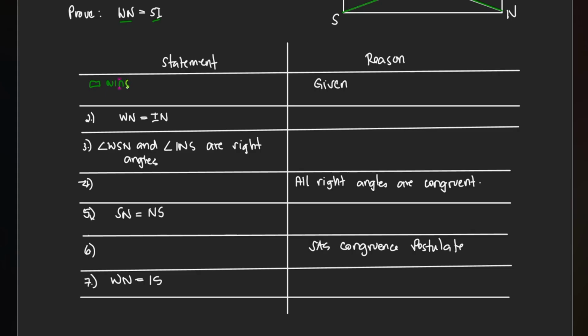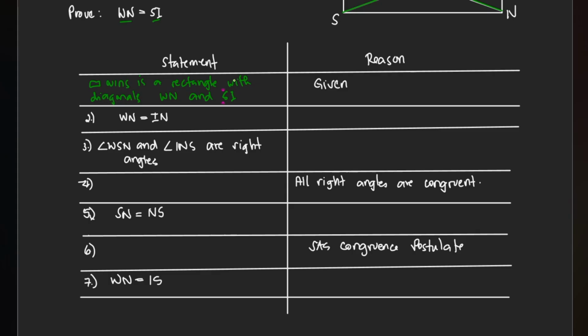WINS, okay? WINS is a rectangle with diagonals line WN and SI. Yun yung magiging given natin.